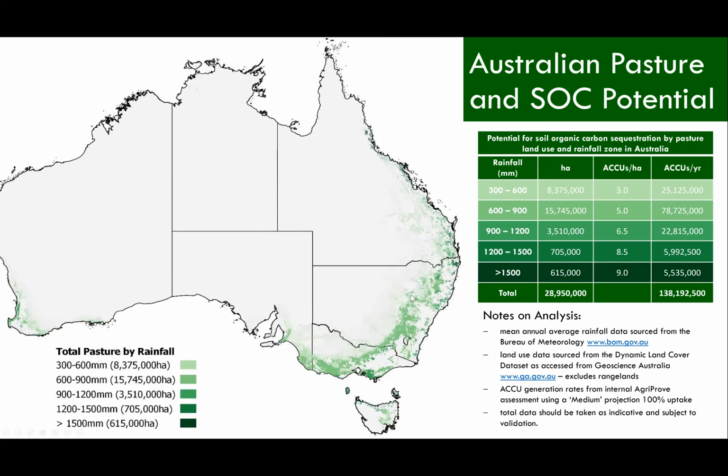But high level, the good thing about Australia is it's got a lot of land, 30 million hectares on this grazing type of land use. And even on our internal analyses, we're talking 140 million carbon credits per year. So in terms of a commercial opportunity, it's real. In terms of a climate opportunity, it's absolutely material to meeting Australia's Paris targets.